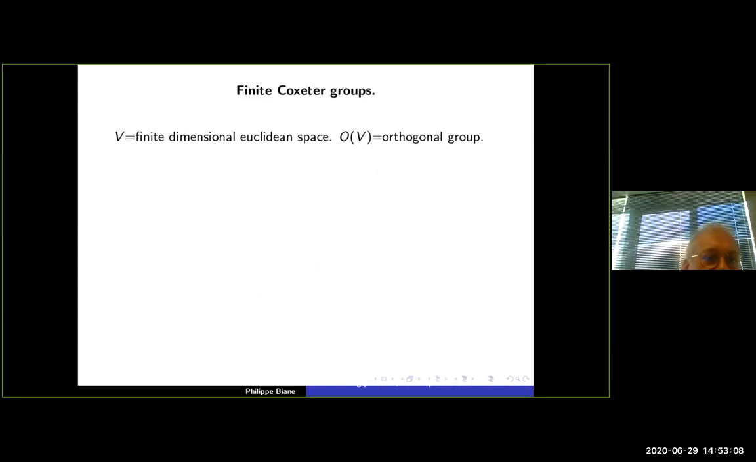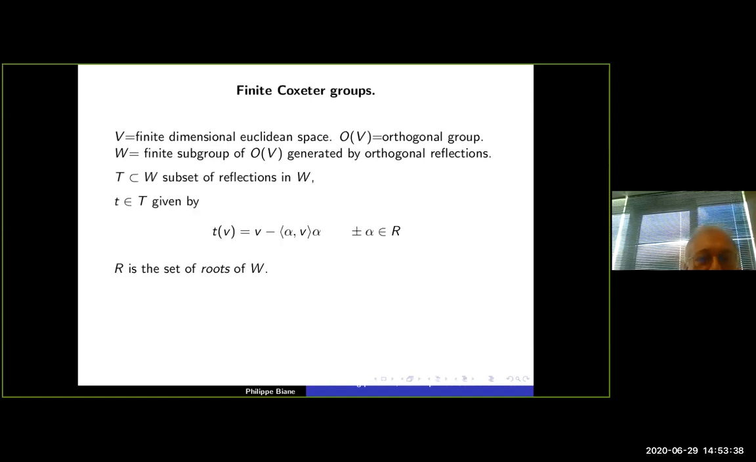Let's take V to be a finite dimensional Euclidean space, and O(V) to be the orthogonal group of V, the linear transformations which preserve the Euclidean structure. A finite Coxeter group will be a finite subgroup of the orthogonal group which is generated by orthogonal reflections. It is just a definition, or reflection group. Let T be the subset of all the reflections in my group. As I said, this is a generating set of the Coxeter group.